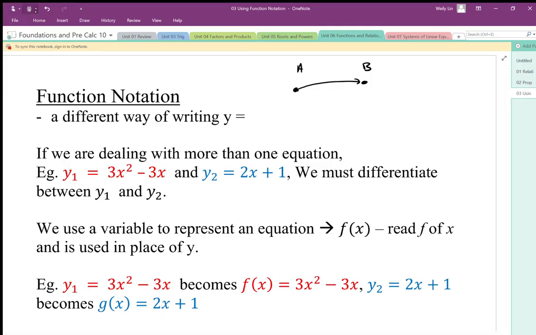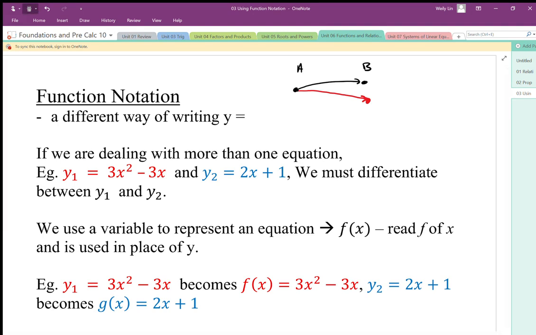A relation that is not a function is when we have one element in set A mapping onto more than one element in set B. So this is a situation where this is not a function. This is just a relation.